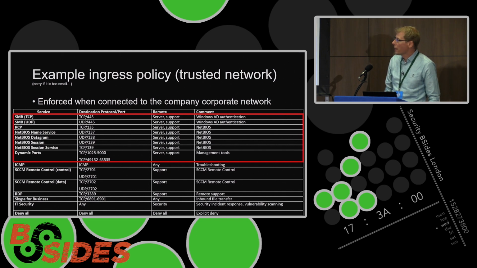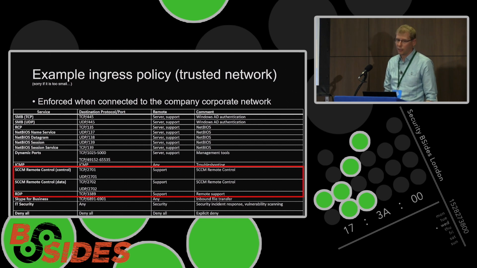So the first section is the ports that are required for Active Directory for the machine to be part of the domain. Then we've got the remote control sections. This could be something like Dameware, Landesk, SCCM, or IDP. So you only want those to be allowed inbound from specific support ranges.